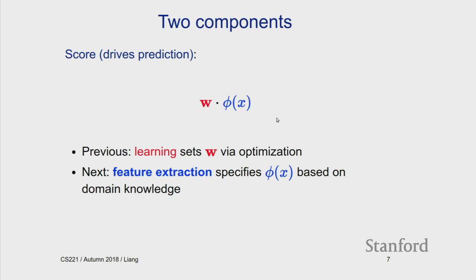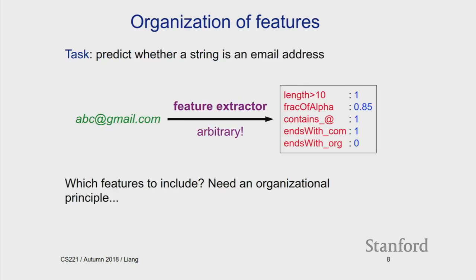In some sense, you could argue that phi is actually the more important of the two, but the less well understood, and it's more of an art, if you will. And this is where domain knowledge has a big role to play. Okay, so the first order of business is to have a way of even talking about features.